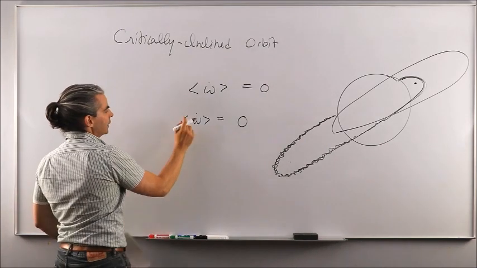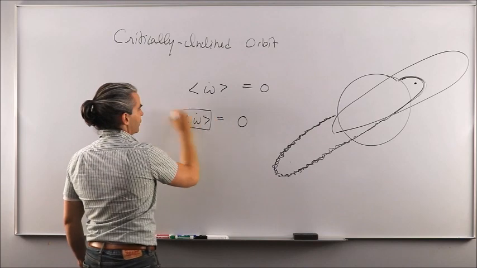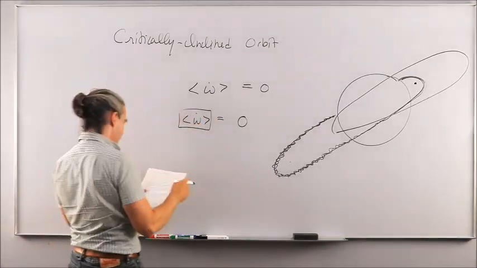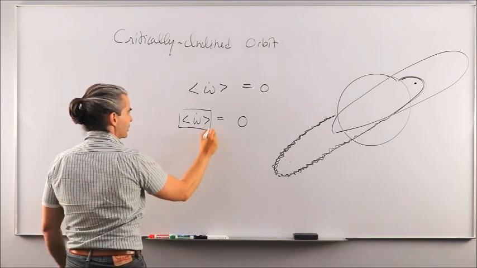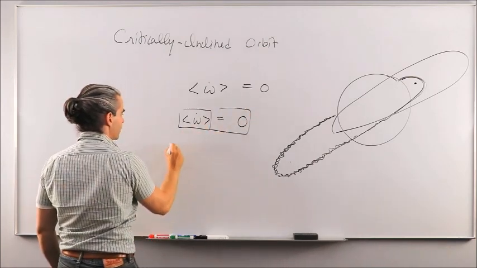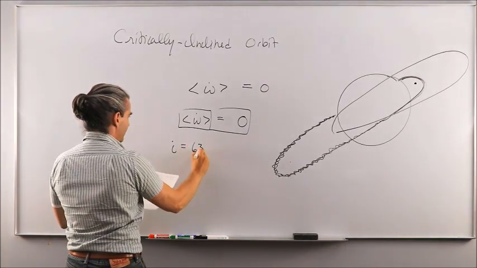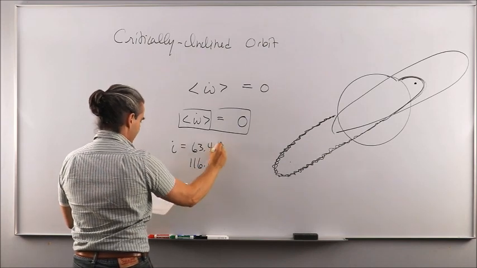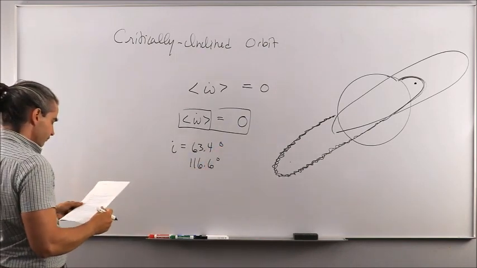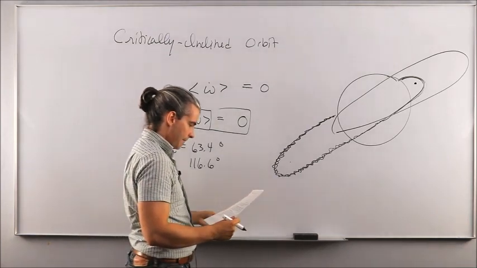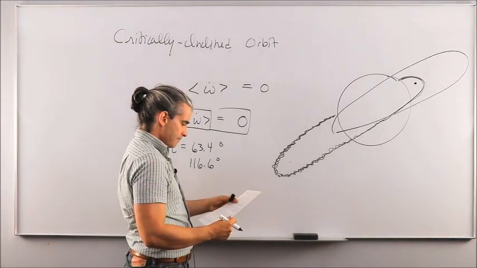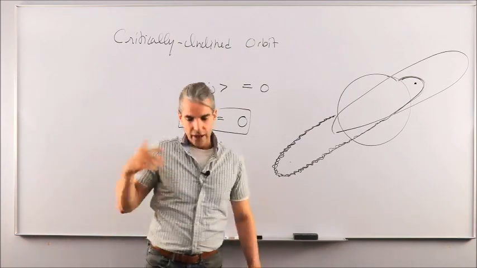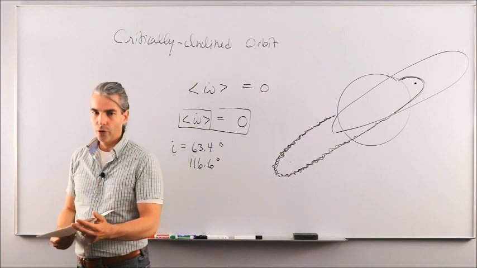So if you look at the equation for the average rate of change in argument of perigee due to J2, you would figure out that the two inclinations that would give you this equal to 0 are 63.4 degrees or 116.6 degrees. All right? So that concludes the effects of J2 on low Earth orbit.